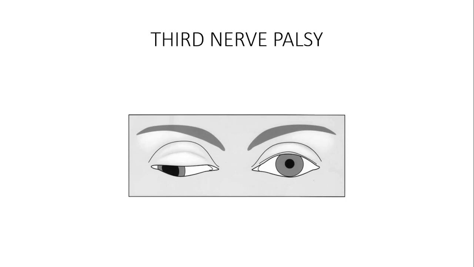The question is, is the superior rectus muscle affected in third nerve palsy? Yes, the answer is yes. It means that it cannot pull the eyeball upwards. So if it cannot pull the eyeball upwards, it means the eyeball most likely will be found downwards. Okay, but it doesn't end there.